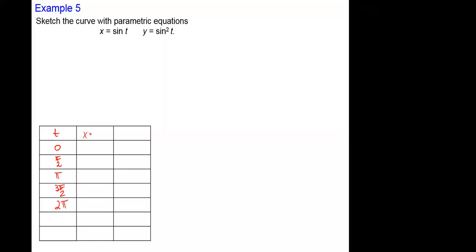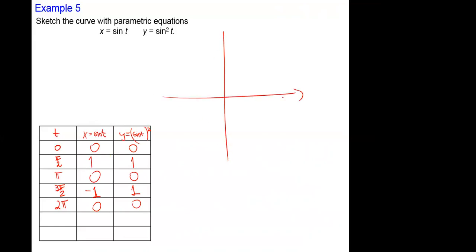And this is just sine of t, and this is sine of t squared. That means 0, 0 squared; 1, 1 squared; 0, 0 squared; negative 1, 1, because we're squaring; and 0, 0. Oh, interesting. What do you think? What is the shape?